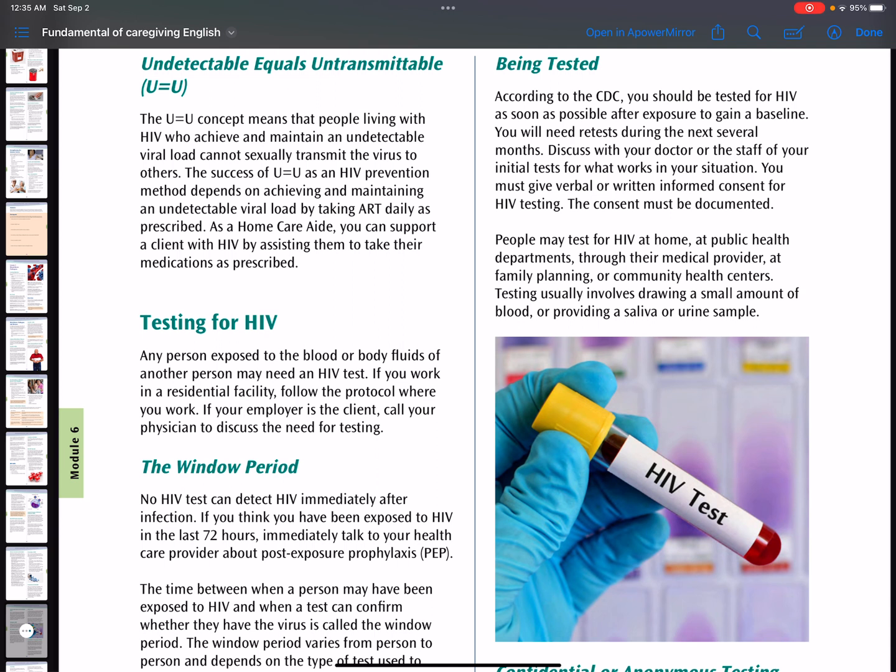HIV infection and AIDS are medical conditions that are considered disabilities under the Washington State Law Against Discrimination and the federal Americans with Disabilities Act. This means it's illegal to discriminate against someone who has or is believed to have AIDS or who is HIV positive.